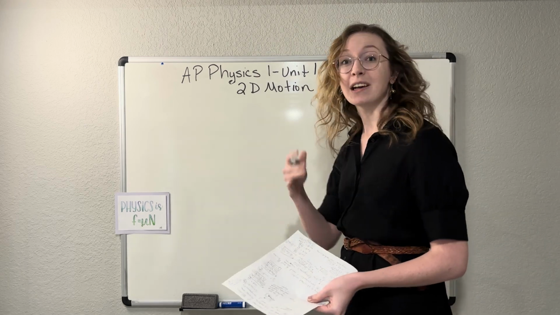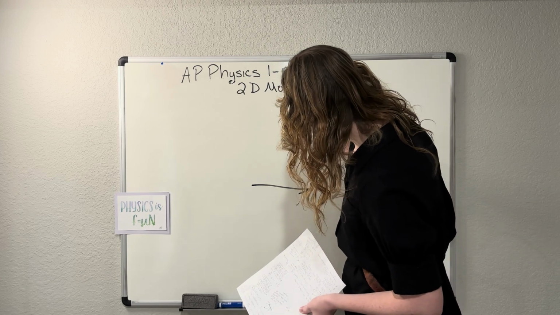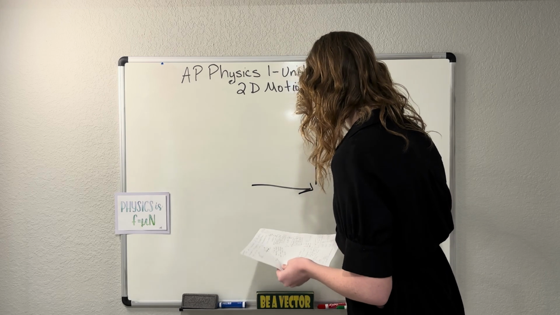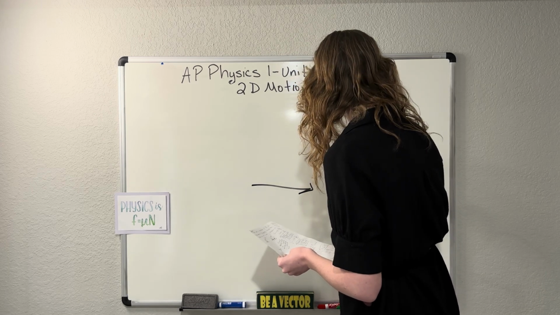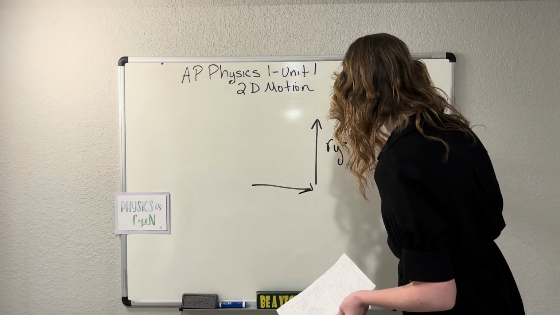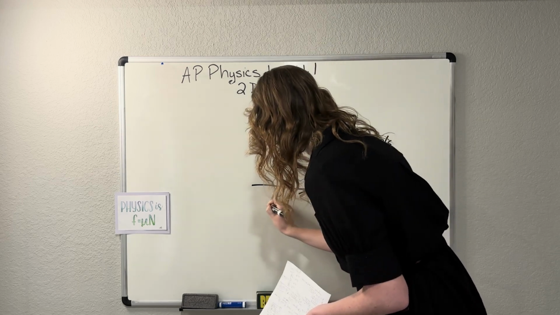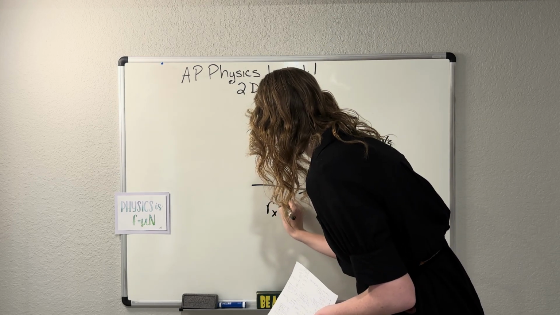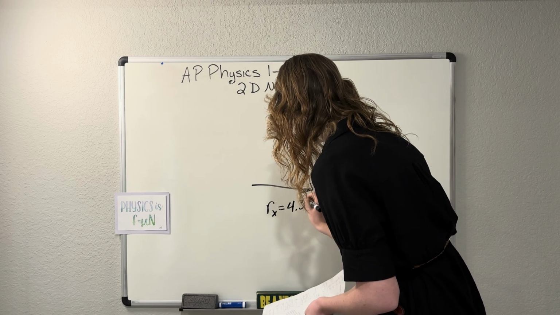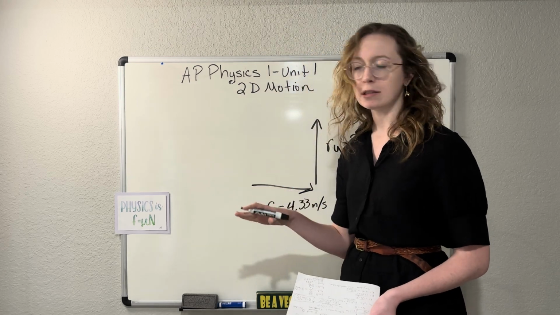So let's say we have the component pieces of our vector. So we have our x component and our y component. And let's say that our y component in this instance is maybe 2.5. And of course, in physics, all numbers are meaningless without units. So let's say that this is meters per second. Let's say this is a speed. Then let's say in our x direction, we have 4.33 meters per second.